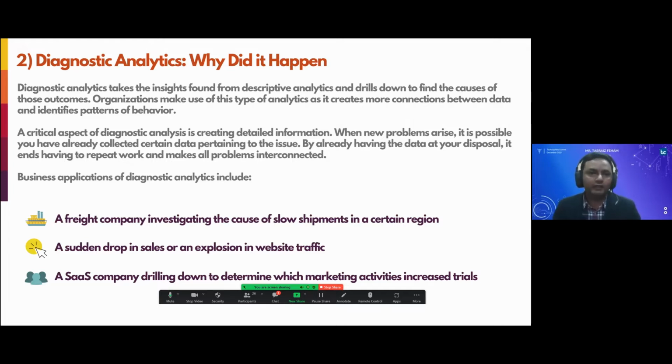So one example could be a freight company investigating the cause of slow shipments in a certain region. Large-scale freight companies have shipments coming in across the globe, and then there could be a myriad of reasons that the shipments are being delayed.